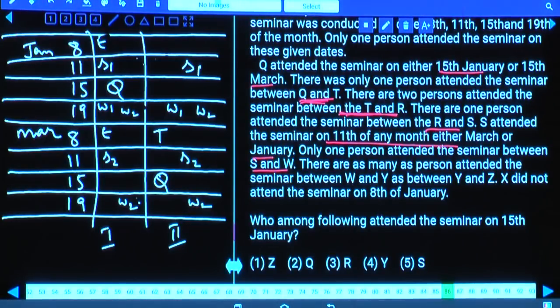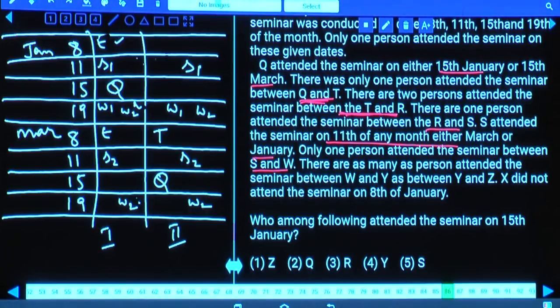There are two persons attending the seminar between T and R. If T is at this place, now I am talking about this one, how many persons are between T and R? There are two persons between T and R, and T and R must be at this place, isn't it? If T is here, R will be here, or if T is here, R can be either here or here.